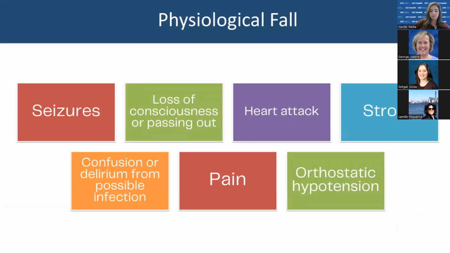These are examples of unintentional physiological falls. About 8% of the population experience these. They can happen suddenly and are not predicted. These are things such as seizures, loss of consciousness, heart attack, stroke, confusion or delirium from possible infection, pain, orthostatic hypotension. They may not have these disease processes, but it can happen suddenly.